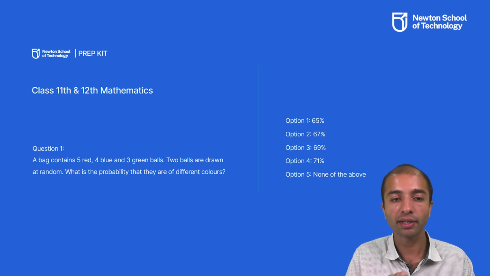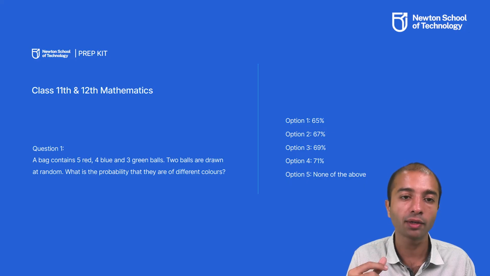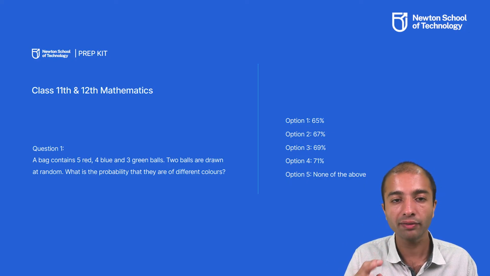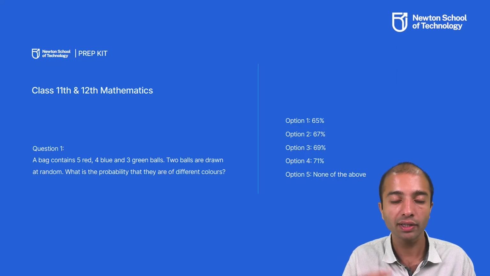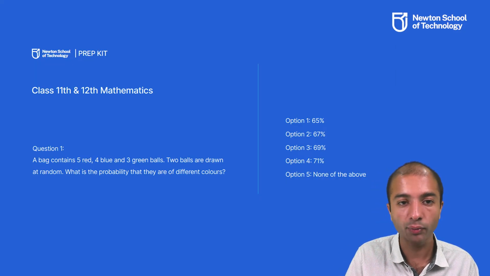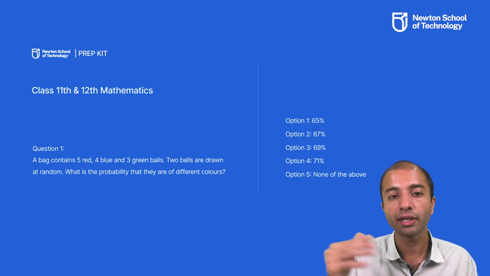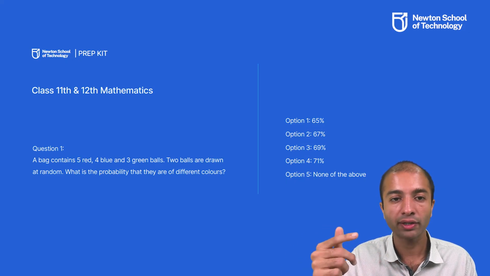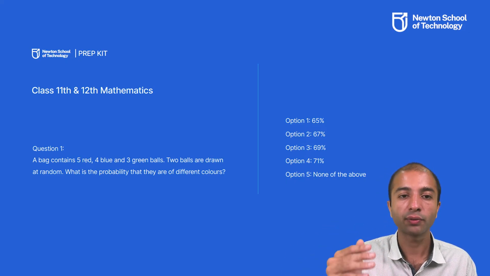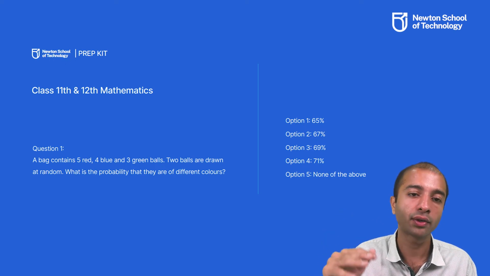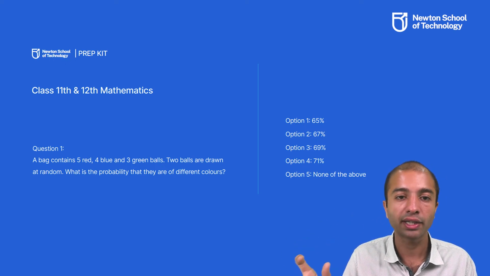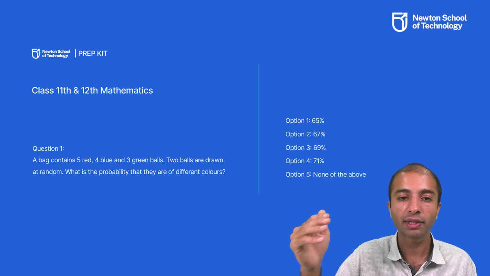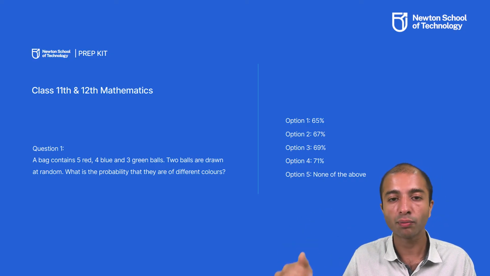Now after drawing that, what is the probability of drawing another red ball from the same pool? Since now there are only 4 red balls left and the total number of balls is 11, the probability of drawing a red ball now is 4 by 11. Similarly, we calculate the probability of finding 2 blue balls, which would be 4 by 12 into 3 by 11. And for 2 successive green balls, it would be 3 by 12 into 2 by 11.